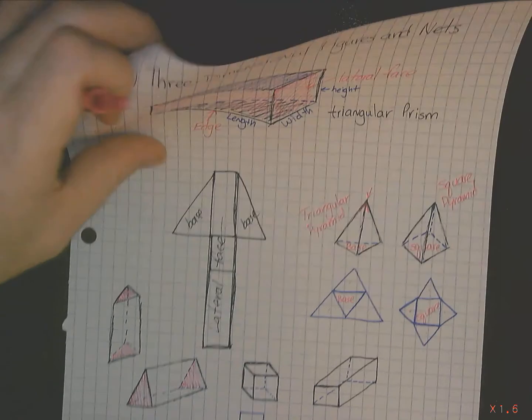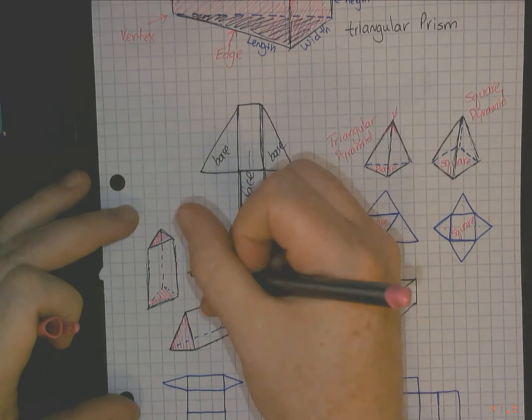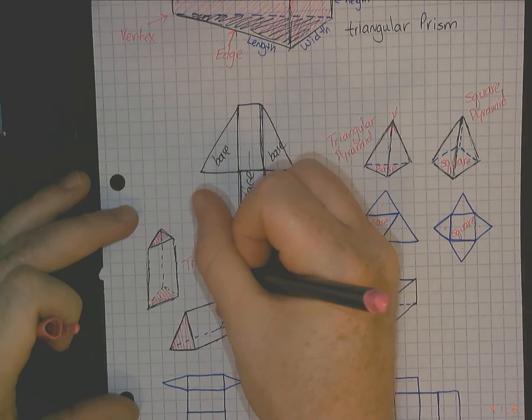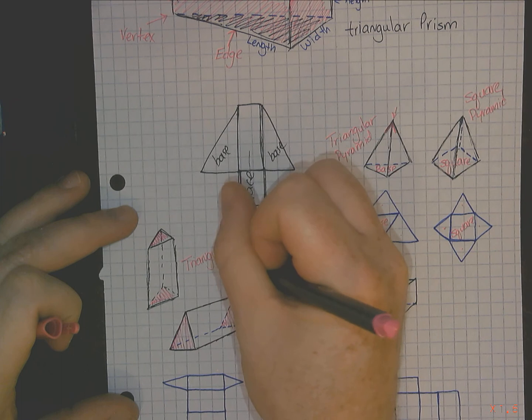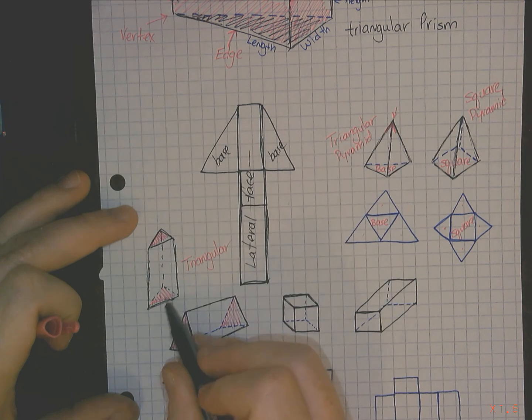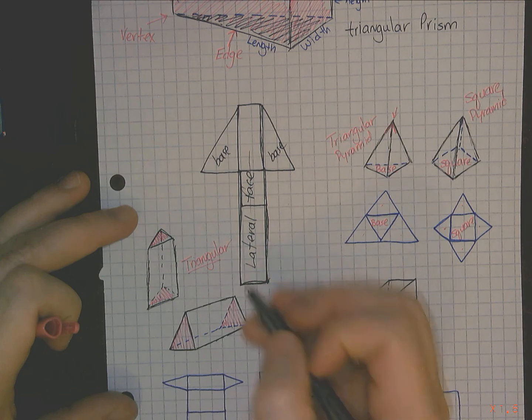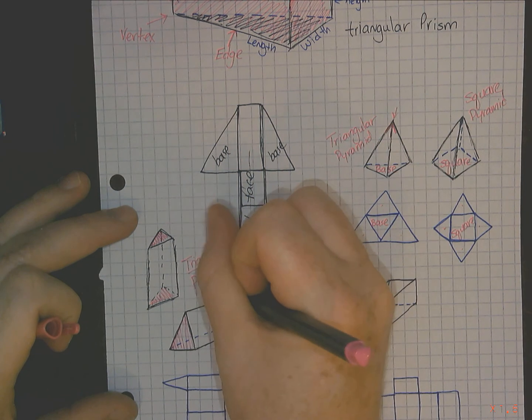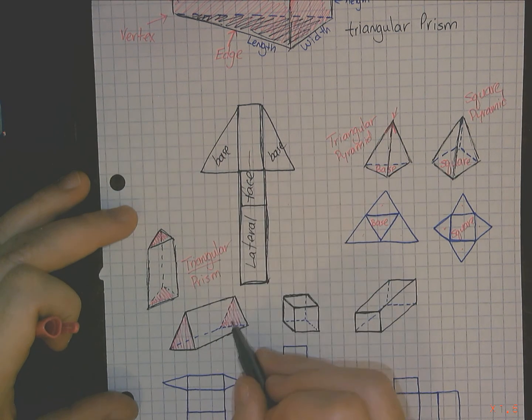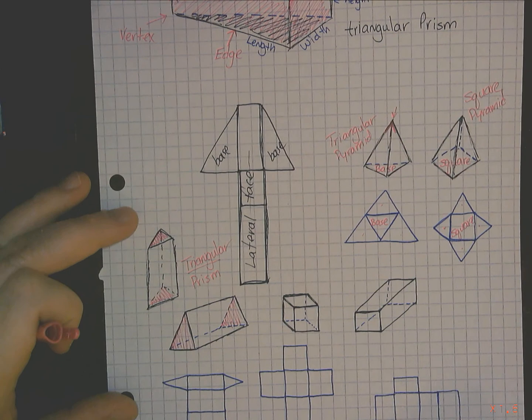It's a triangular prism, because the base is a triangle, so that's why it's in its name. Triangular, and it's a prism instead of a pyramid because there's 2 bases. If it has 2 bases, it's considered a prism.